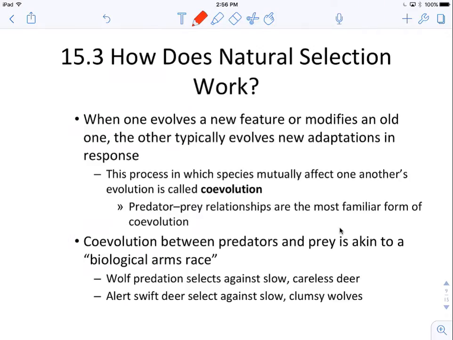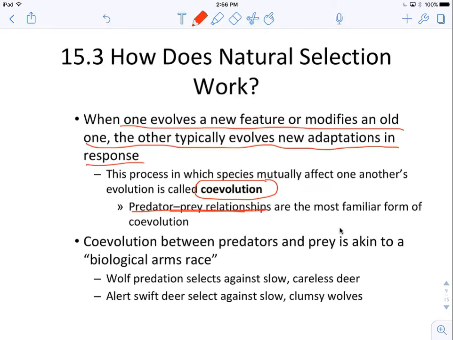And when one evolves a new feature or modifies an old one, the other typically evolves new adaptations in response, when you have two species working together. This process is called coevolution, when you have two species evolving together based on each other. And again, predator-prey relationships are the most common form of coevolution. They call it the biological arms race.